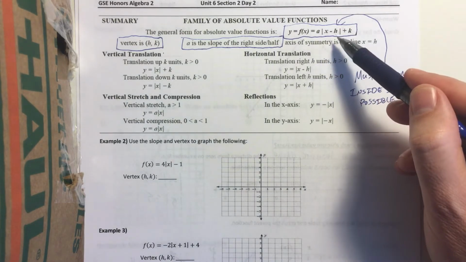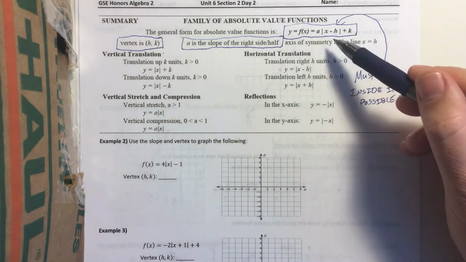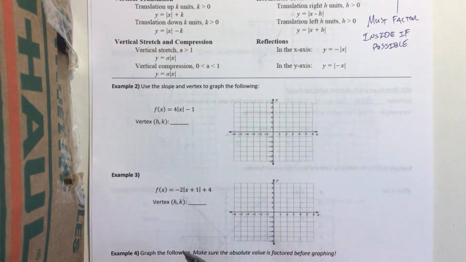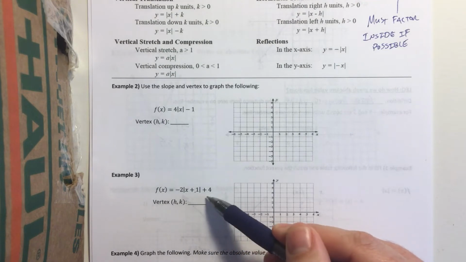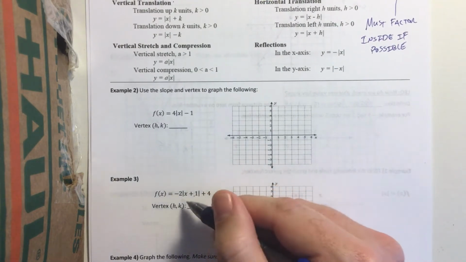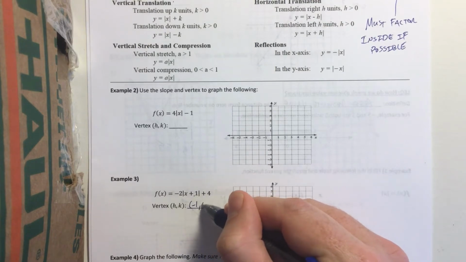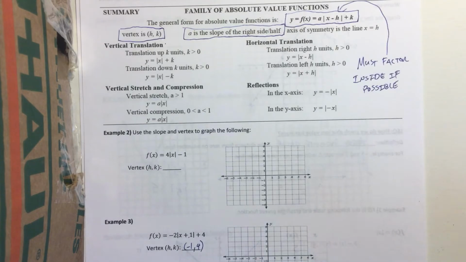With the h, it's just like it was with parabolas and almost everything else we did in here. You do the opposite. So down here, where it says x plus 1 and then plus 4, the 1 is your h and the 4 is your k. But we want to do the opposite with the h, so it's going to be -1 for our h value and 4 for our k value. So our vertex is going to be -1, 4. And you always do the opposite with the h.